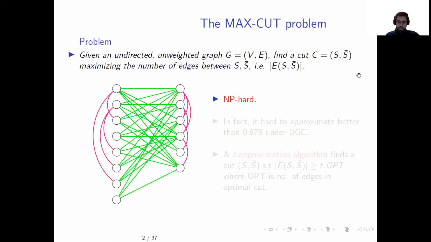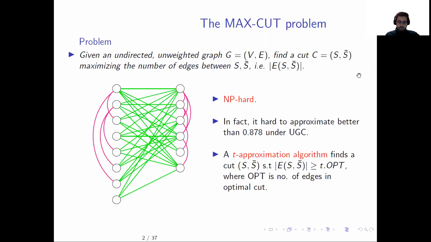So max cut is a canonical NP-hard problem. In fact, it's even hard to approximate better than 0.878 under the Unique Games conjecture. Moreover, since it's NP-hard, what we can hope for in polynomial time is an approximation algorithm, which gets a solution which is nearly optimal. In fact, a t-approximation algorithm is going to return a cut such that the number of edges contained in the cut is at least t times the optimal solution.